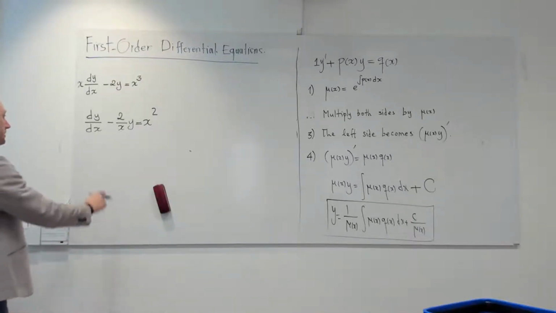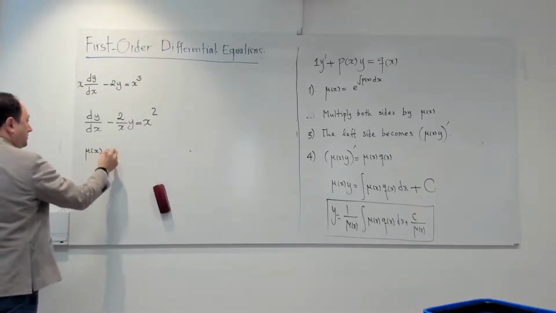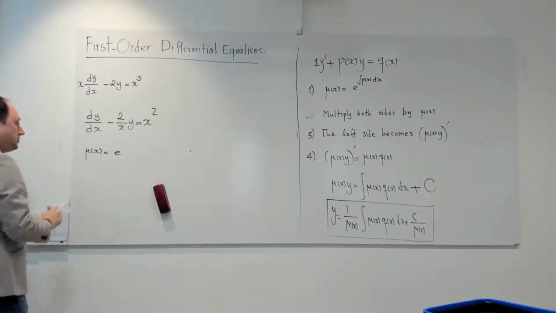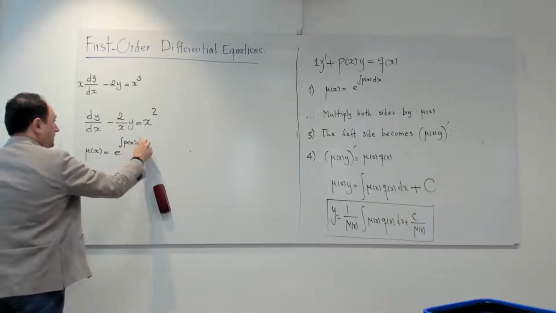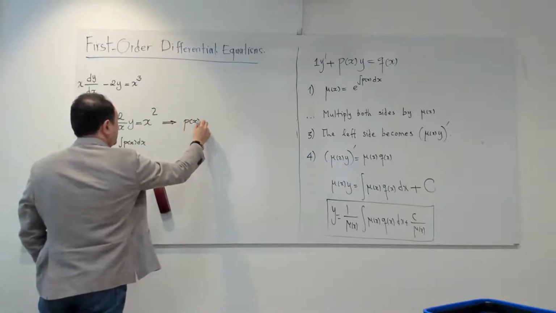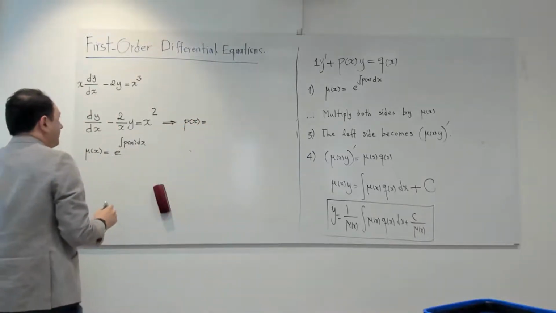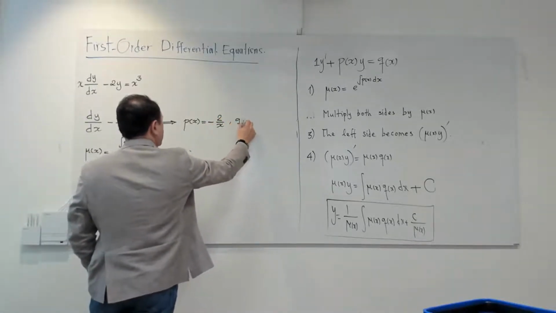The second step, I have to calculate my integrating factor. So I should have it in my memory, okay? So e to the power of integral of p of x dx. It's better to write p of x and q of x in front. So what is p of x? Can you tell me? Minus 2 over x. And what is q of x? It's just x squared.